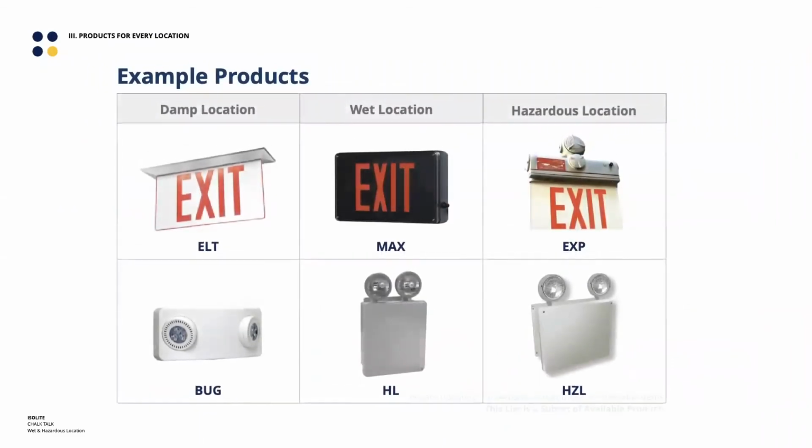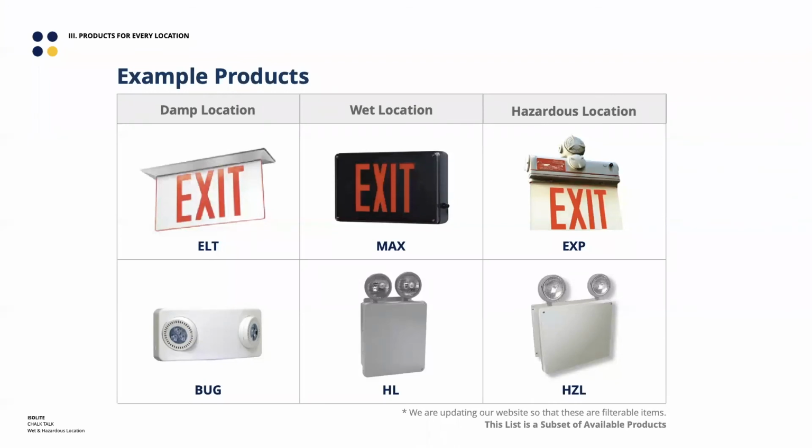This list of products is by no means exhaustive, but I did want to call out a few things. So in the damp location column, I've listed our ELT and our bug, which are very architectural products. A lot of the product line can carry a damp location rating just because it's a lot simpler to list a product for damp locations than it is for wet locations. So most of our architectural signs and lights can carry the damp location rating through an option in the options section of the ordering nomenclature. Wet location is a little bit more specific.